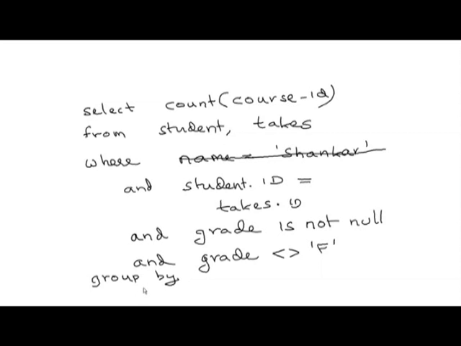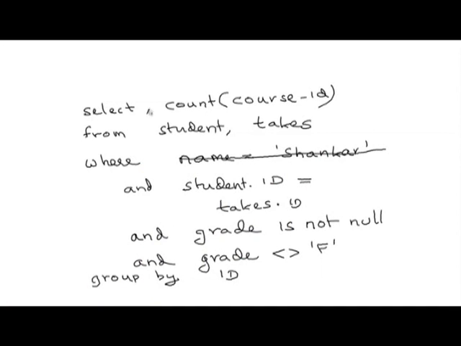group by. What? We want to group by the student. What identifies the student? The ID. So group by ID. So this is going to give me then for each student, first I'm grouping all the courses taken by that student, and then count of course ID is the number of courses taken by that student.